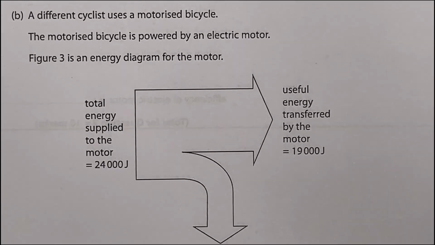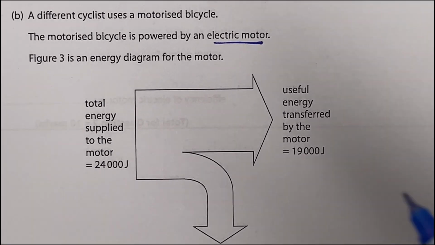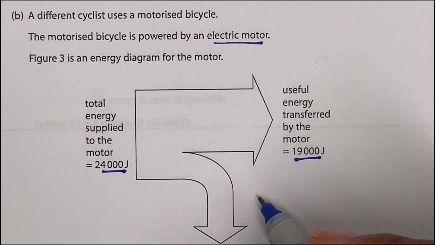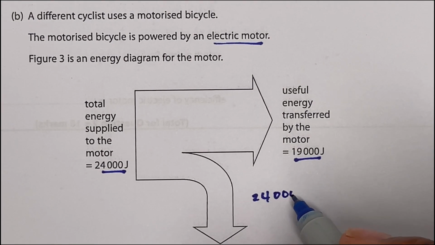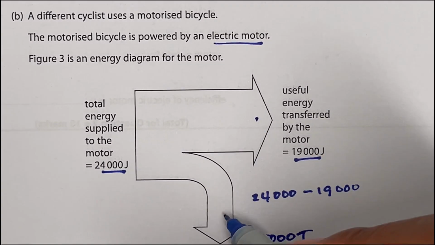A different cyclist uses a motorized bicycle. The motorized bicycle is powered by an electric motor. Figure 3 is an energy diagram for the motor. So total energy is 24,000. Useful energy 19,000. The wasted energy would be 24,000 minus 19,000. That is around 5,000 joules will be wasted. Okay. Because this plus this should give me this.